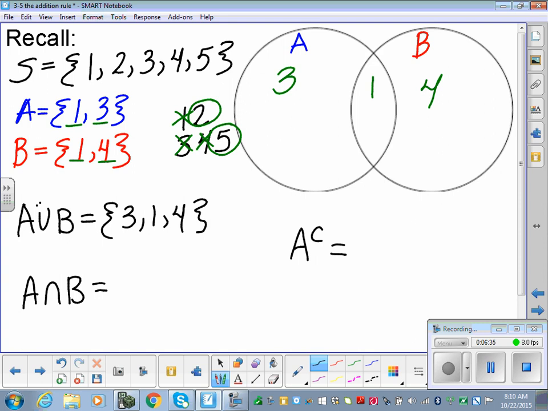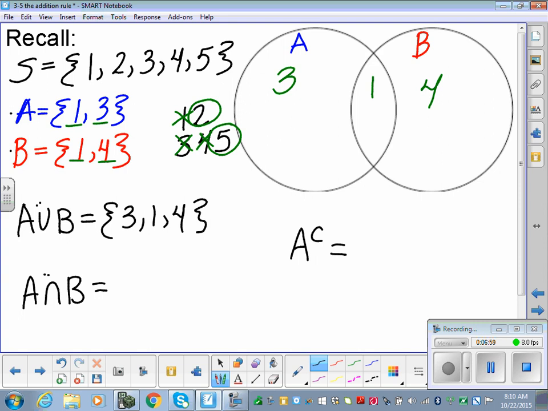Yes, but we place them correctly according to this, right? Does that make sense? We placed them correctly according to this because they both had a 1, so you have to put it in the middle where they intersect. And then in A was also a 3. And then in B there was a 4, but only in B. Okay. All right.